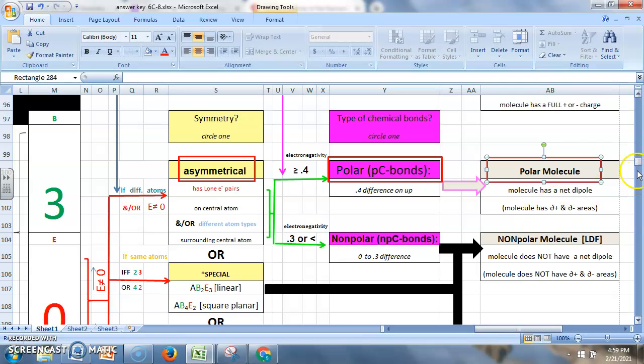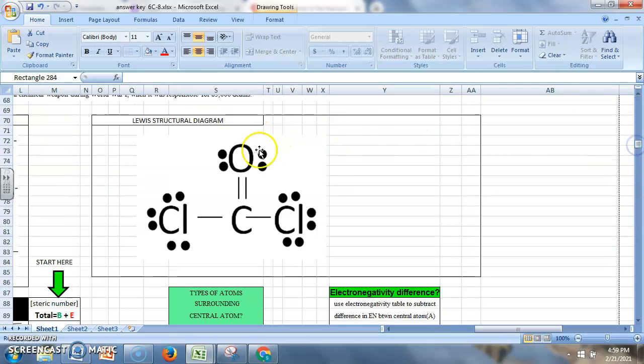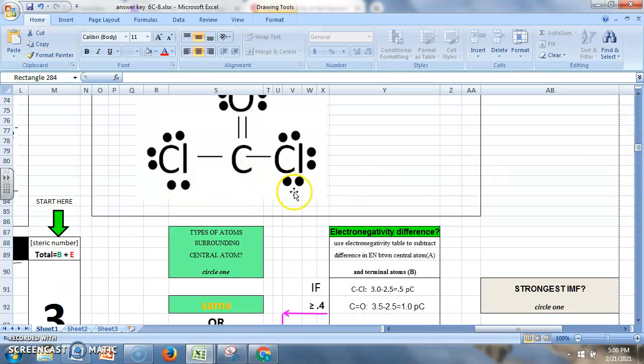There would be partial positive areas and partial negative areas on this molecule. Partial negative on the oxygen, that would be one of the strongest partial negatives. Then each of the chlorines would potentially have a partial negative, except they look like they're pulling directly opposite each other. So the chlorines would tend to cancel each other out, but remember, this is a two-dimensional drawing. The chlorines are actually at a 120 angle, so they wouldn't cancel out in this case. They wouldn't be pulling opposite each other.